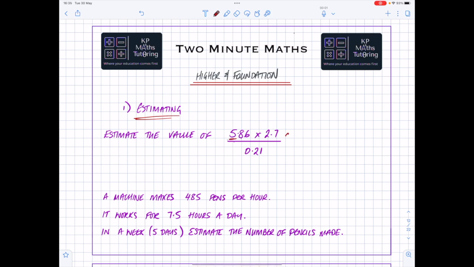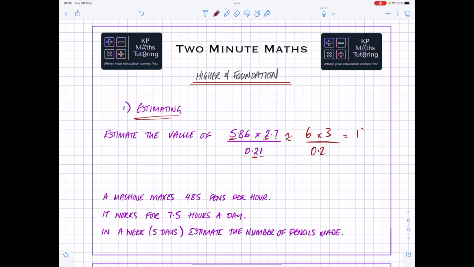What does the 8 do to the 5? Well, it turns it to a 6. One significant figure here is 2. So what does the 7 do to the 2? It turns it to a 3. Now the denominator here is 0.21. One significant figure is that 2, so it's going to stay at 0.2.